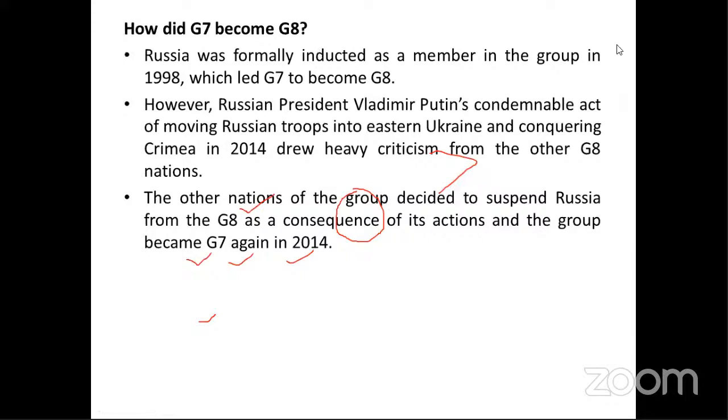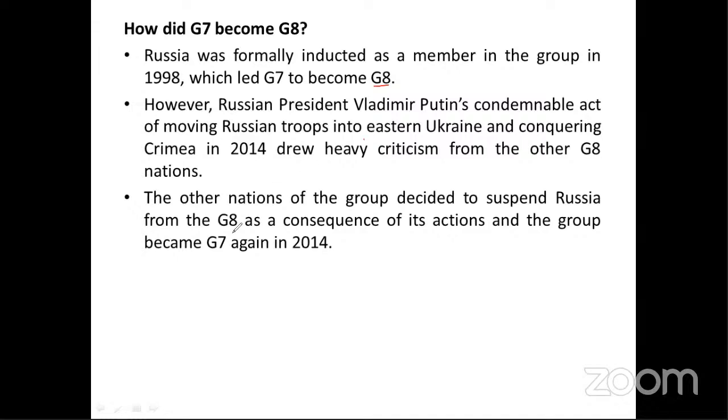Now, how did G7 become G8? Russia was formally inducted as a member of the group in 1998, which led G7 to become G8. However, Russian President Vladimir Putin's condemnable act of moving Russian troops into eastern Ukraine and conquering Crimea in 2014 drew heavy criticism from the other G8 nations. Because Russia occupied Crimea in 2014, a voice was raised by all the G7 countries, and because of this, it was decided to suspend Russia.